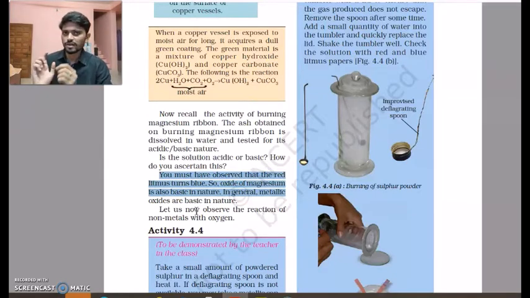Now let us try the same thing with non-metals. So what happens if you try to burn non-metals? Some examples of non-metals are phosphorus and sulfur. If you try to burn sulfur, or if you add oxygen to sulfur, you will see that it forms sulfur oxides.